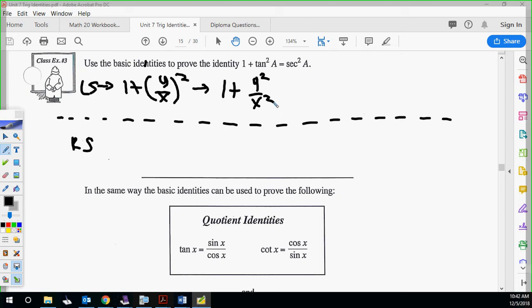What do you need to add fractions? Common denominator. And so the 1 needs to be x squared over x squared, right? Because I need to times x squared to top and bottom. You guys see that? And so it's just going to be 1x squared over x squared. So now this becomes x squared plus y squared over x squared.